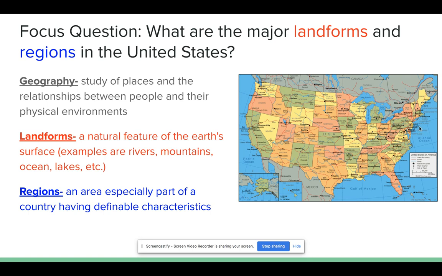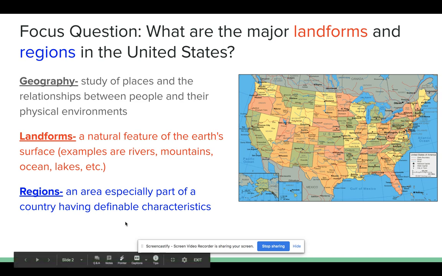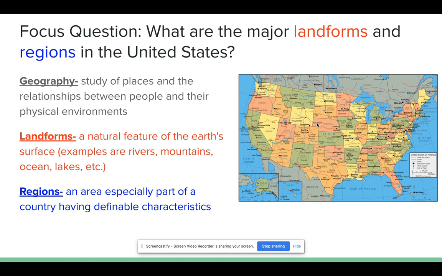These landforms are going to be part one, and then we're also going to look at the regions of the United States. There's about 6 of them. There's really more than 6, but we're going to look at 6 of them. A region is an area, especially part of a country, having definable characteristics. So if you follow my mouse, if you live in the middle of the country, their geography and their land is going to be completely different as opposed to people that live in New York or Florida or California. So their region is different.